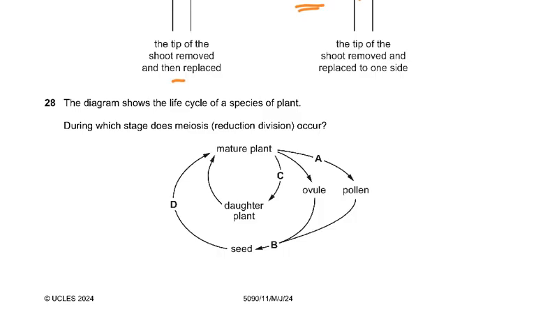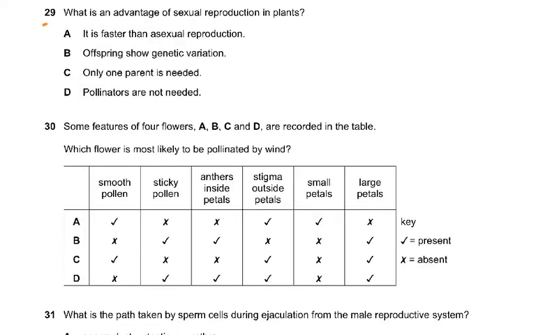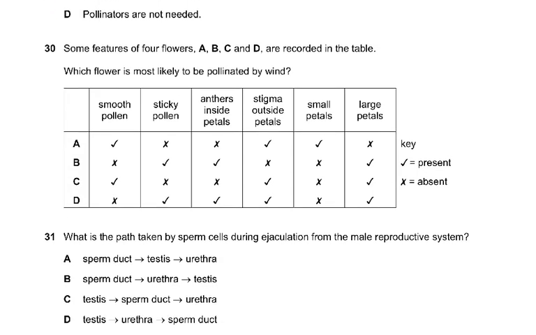Question number 28. The diagram shows the life cycle of a species of plant. During which stage is reduction division going to take place? Very simple. It's going to be A because pollen is the male gamete, and whenever pollen is going to be formed, that is going to be reduction division. Question number 29. Advantage of sexual reproduction: offspring show genetic variation. In sexual reproduction, there's not one parent, two parents are needed, and pollinators are needed, and it's not faster than asexual reproduction.